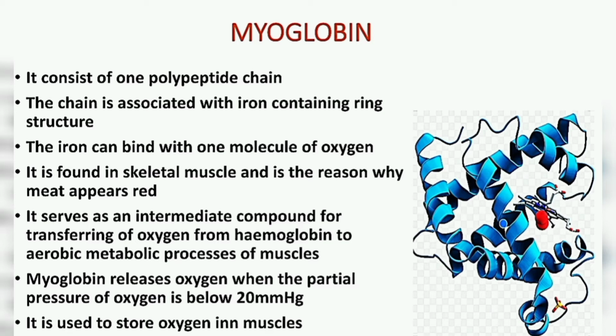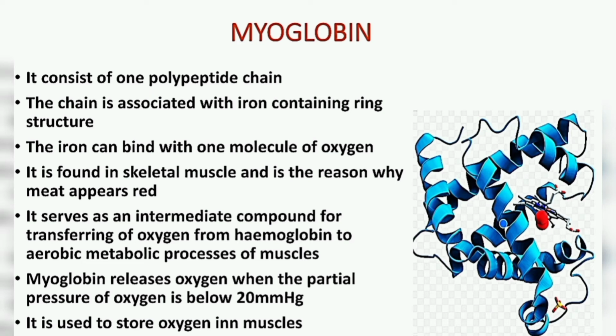So myoglobin has one protein chain, so it is associated with one iron containing group. This iron of the myoglobin then combines with the oxygen and carries oxygen with it. It is found in the skeletal muscle and it's the reason why meat appears red. As we have seen, the color of the meat is usually red because of the presence of myoglobin in the skeletal muscles.